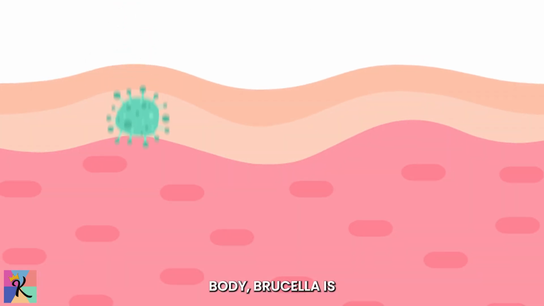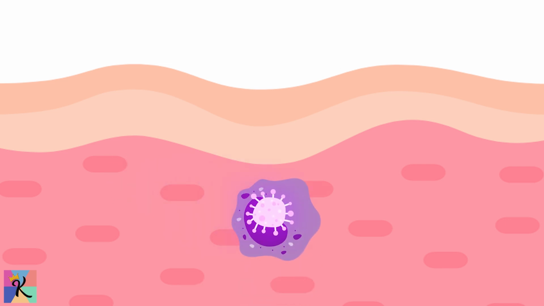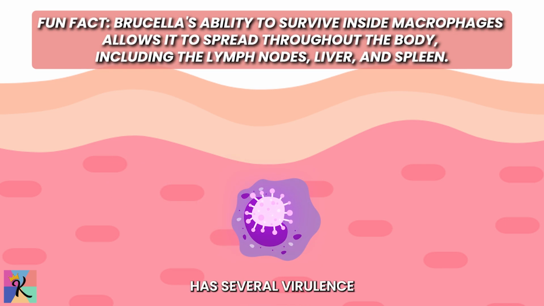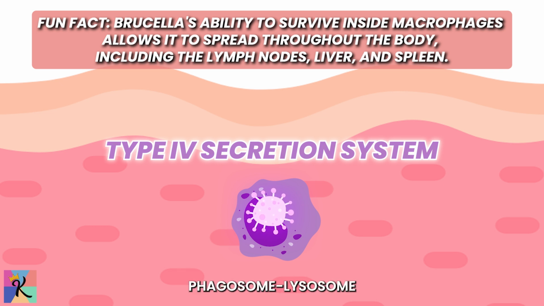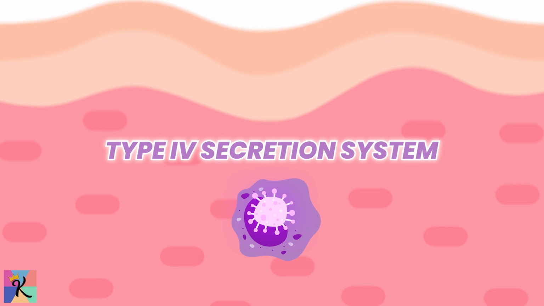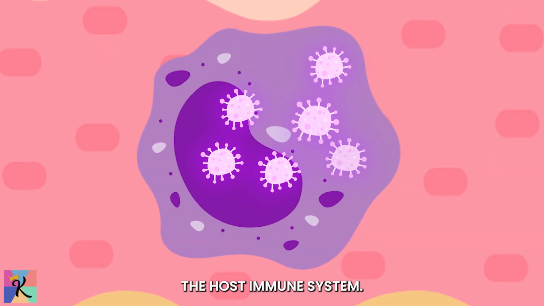Once inside the body, Brucella is ingested by phagocytes like macrophages and neutrophils. However, Brucella has several virulence factors that allow it to avoid destruction. It uses a type 4 secretion system to dampen the immune response and non-endotoxic lipopolysaccharide to inhibit phagosome-lysosome fusion. The bacteria replicate within the phagosome, avoiding detection by the host immune system.